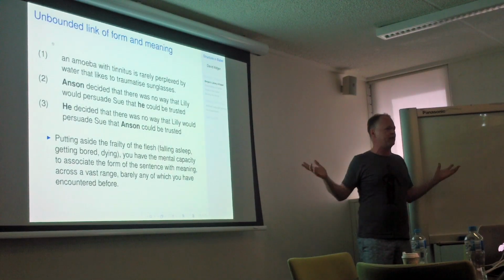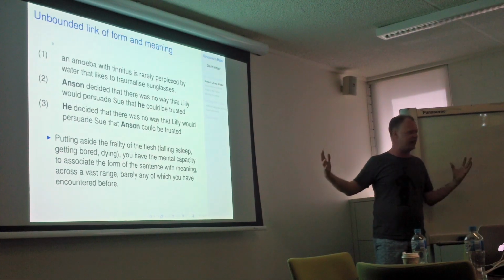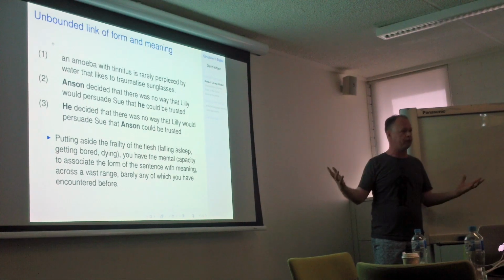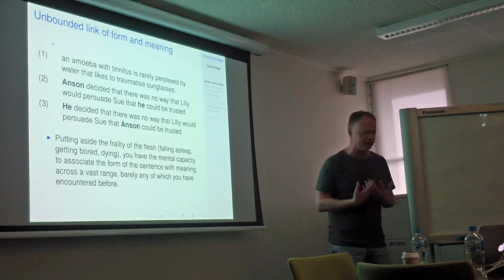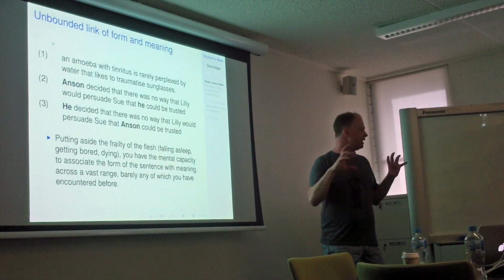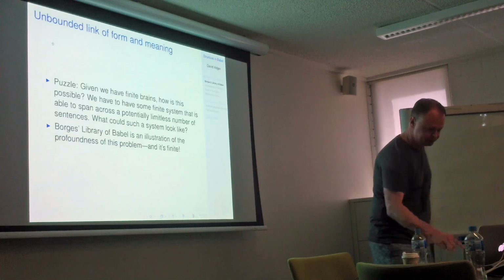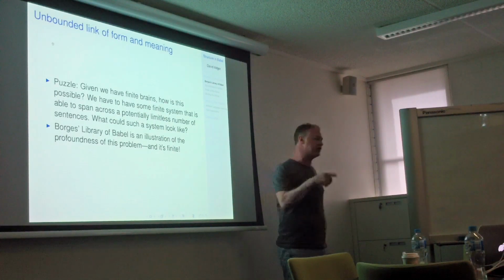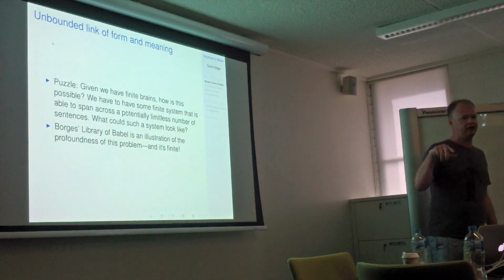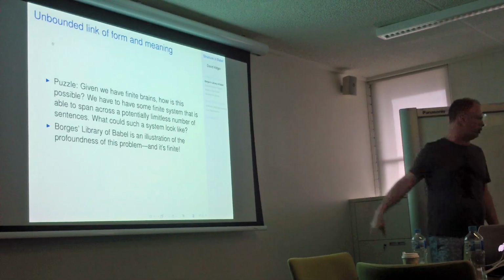At some level, we've got finite brains. So how on earth are we able to encompass this vast range of possible links between the form that we see and the meanings that they have? It's in that sense that I think the story of Borges' library raises a puzzle which has been at the center of generative syntax for over 50 years. Given that we've got finite brains, how can we do this? Now notice that Borges' library is actually finite, right? So if we had very, very big finite brains, we could list them all.